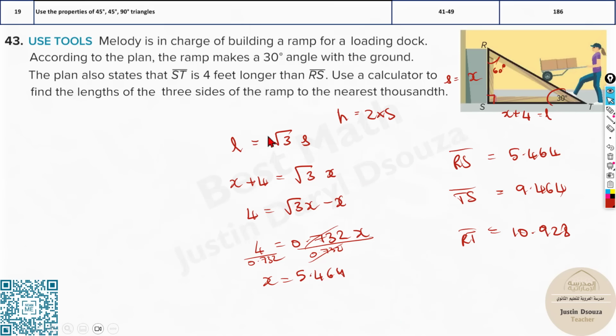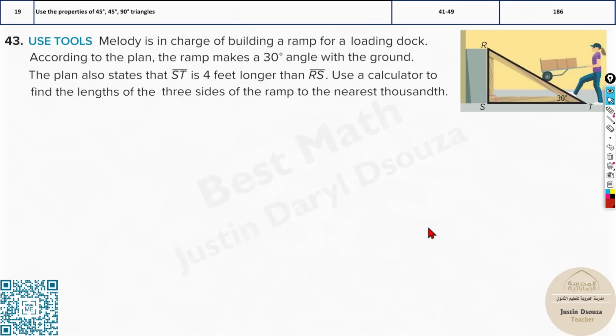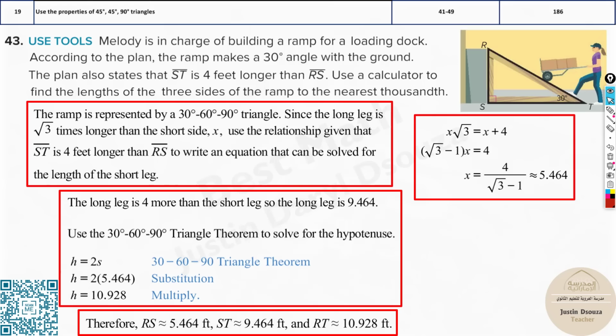You have to use the rule, this one. Length is equal to square root s. That's firstly used. Then we find the x value, because x is the RS distance, right? Then from that shorter distance, we can find the hypotenuse. That's how we do it. You can see the detailed steps as well.